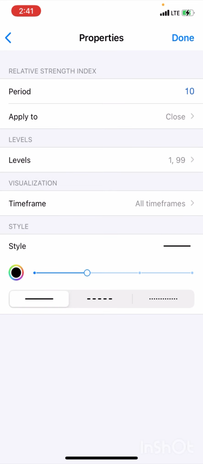Make sure your visualization is on all time frames, of course, and then your colors should be visible, right? Let's say you're using a dark background for your chart. Make sure you're using bright colors that will be visible on your screen. As mine is a white background right now, you see I'm using dark colors. Okay, so you have that set up. You just simply click done.